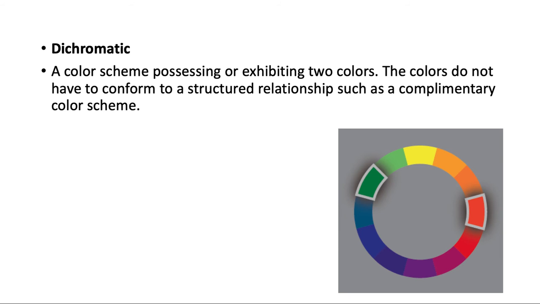So this is dichromatic, a color scheme possessing or exhibiting two colors. So just any two colors, but not necessarily the traditional two colors like the dyadic or complementary. The colors do not have to conform to a structural relationship such as complementary color scheme or any of the other ones we went over. So it's almost like split complementary, but it's not. It's just this and this. You can imagine taking any, like the other ones we went over, the ones that are side by side where there's a gap. The minute you start having them further apart, it doesn't really fit into any category. But it's still a color scheme.